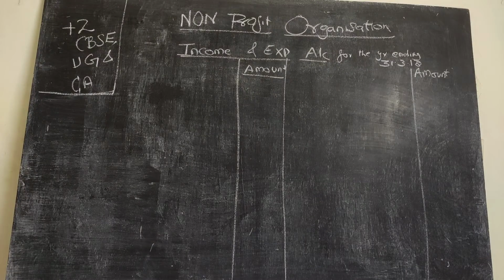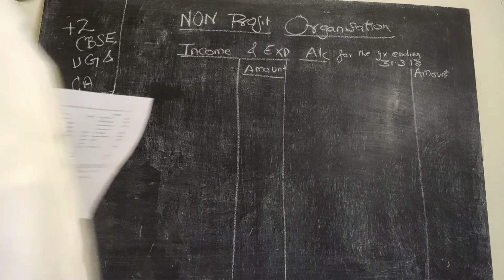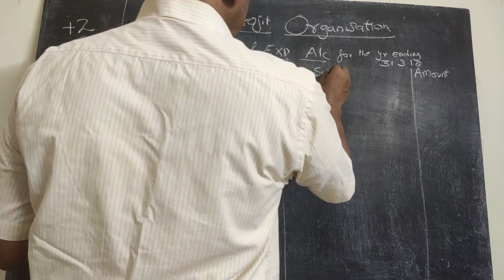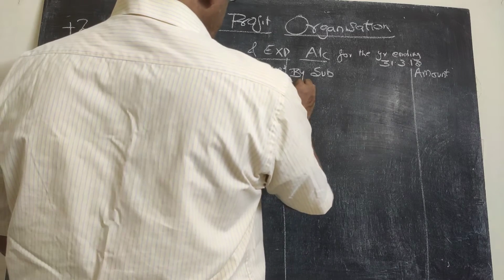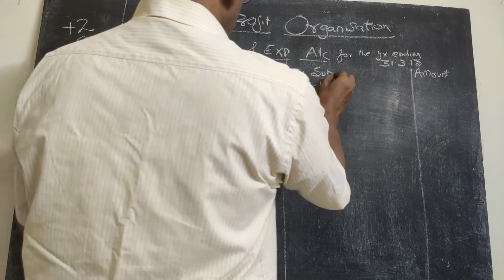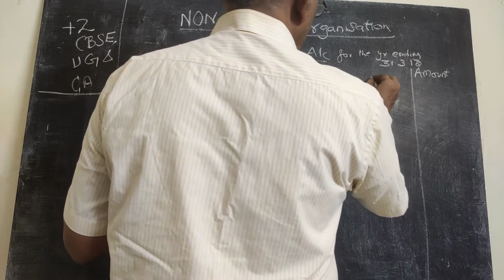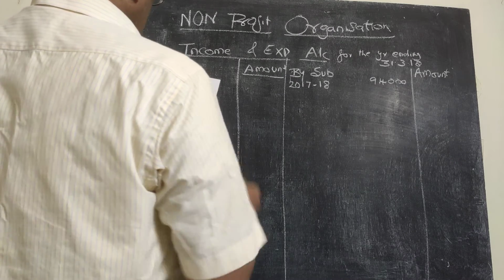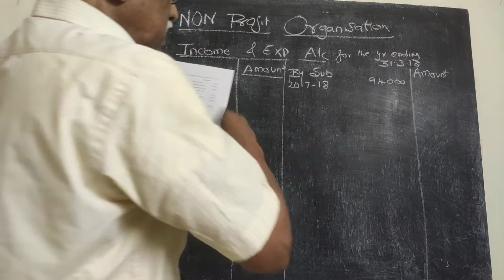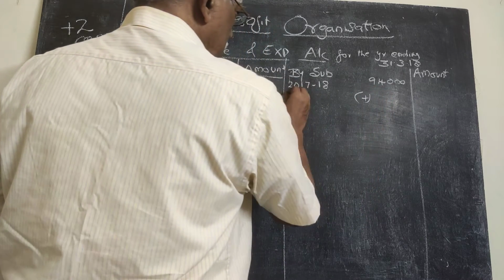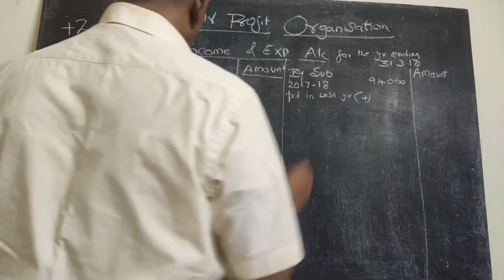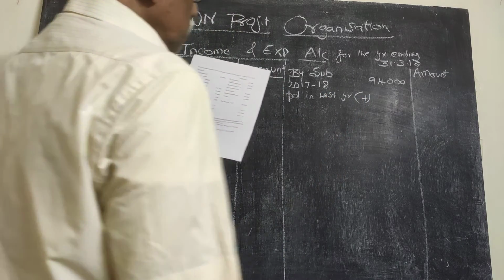Now, income and expenditure account. First, let me go for the subscription side. By subscription, 2017-18 is given as 94,000. 25 members paid in advance in the last year, paid in last year for this year. Each member is paying 1,000 rupees.